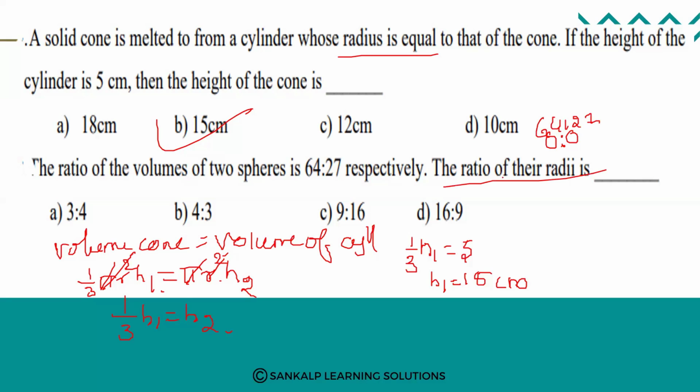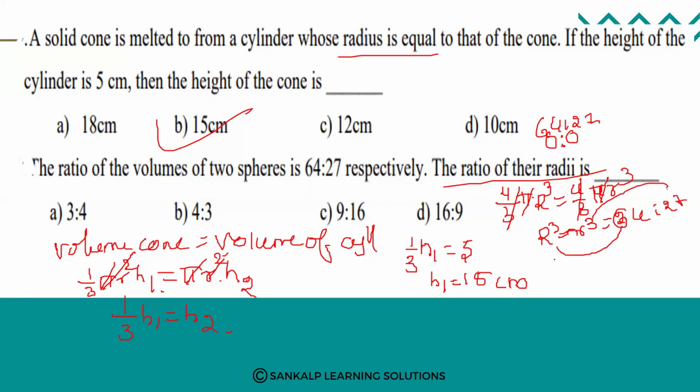Okay, so for that, what is the volume of a sphere? The formula is 4 by 3 pi r cube. So for the first sphere I will consider it as capital R cube, and for the second sphere 4 by 3 pi r cube, right? 4 by 3 pi and pi will get cancelled. R cube is equal to r cube. Now the volumes are in the ratio 64 is to 27, right? So this is the volume of the first sphere and this is the volume of the second sphere. So R cube is equal to 64 and small r cube is equal to 27.